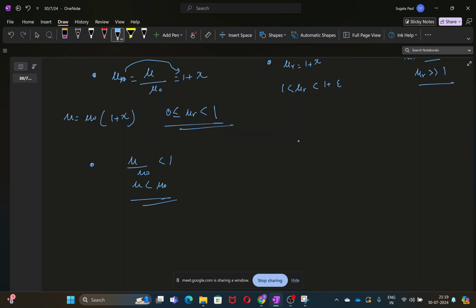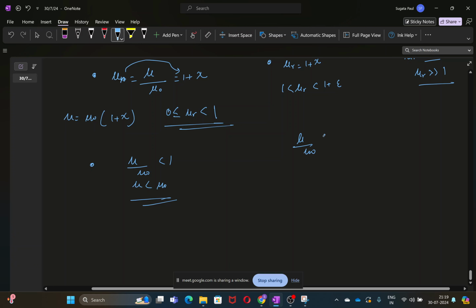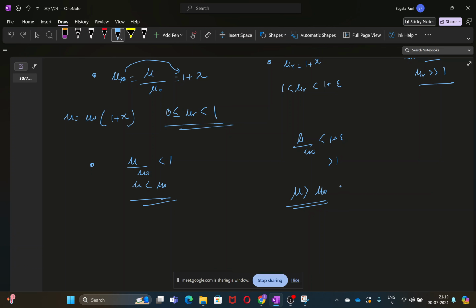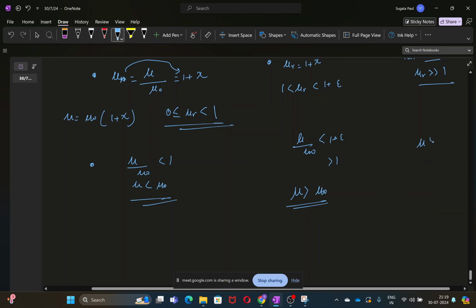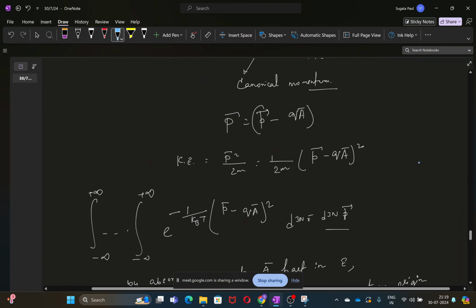Similarly, for this case, mu by mu naught is less than 1 plus epsilon, but it is greater than 1, right? So here basically mu is greater than mu naught. Even if not by a very large amount, the net permeability is greater than the free space permeability. And for a ferromagnetic substance, for the same reason, mu is much greater than mu naught. Okay, so the free space permeability mu naught is much smaller than the actual permeability. So this is the answer.